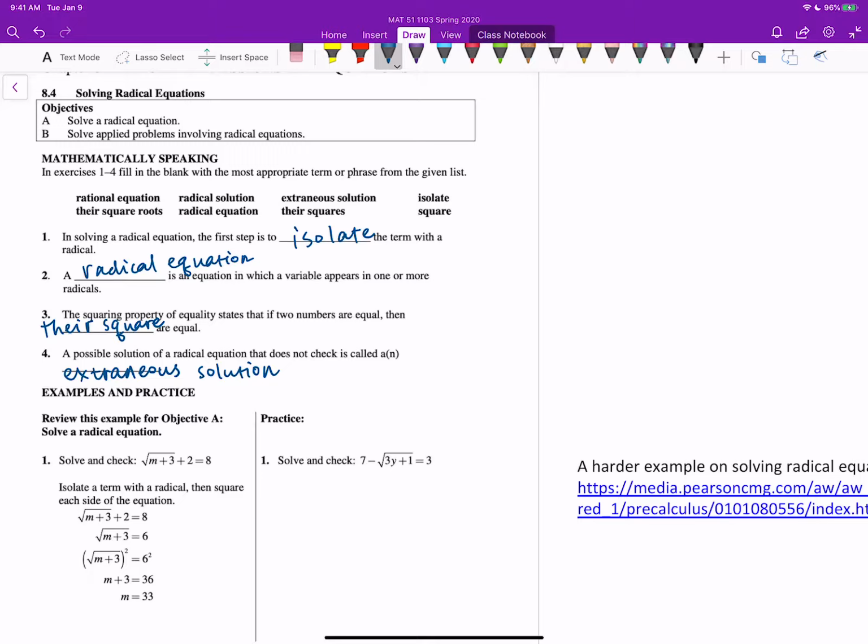That means when you solve radical equations, it's always recommended that you check your solution. When you check your solution, you simply plug the potential solution that you found back into the original equation, check the left side and the right hand side, and see if they are the same. Let's look at one example.